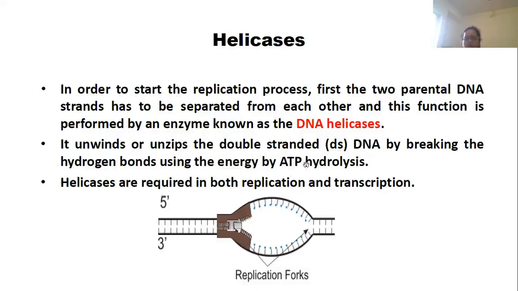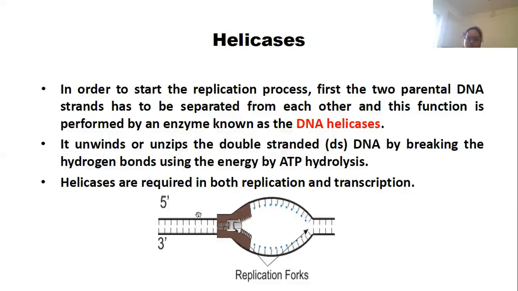The function of DNA helicase is to unwind or unzip the double-stranded DNA, and how it does so: it performs its function by breaking the hydrogen bonds between the nitrogenous base pairs in the DNA, and in this process it uses energy derived from the hydrolysis of ATP molecules. So we know that ATP are energy-rich molecules, and by their hydrolysis that energy is released, and the energy is used in breaking the hydrogen bonds between the nitrogenous base pairs.